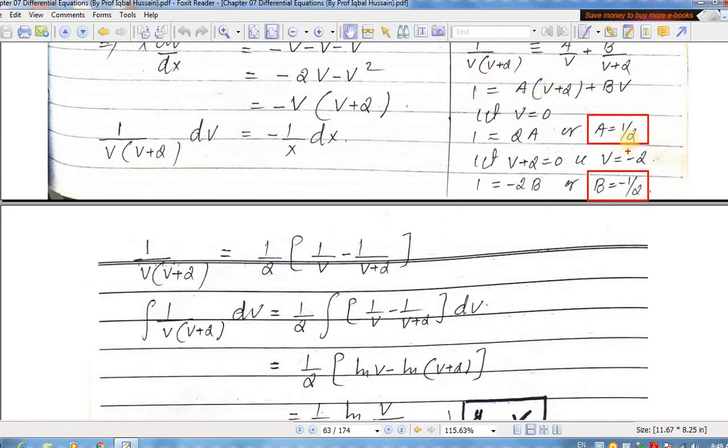for a and b both have 1 over 2, so we will take it common, and here we will get 1 over v minus, value of b is minus 1 over 2, so minus will be here and 1 over 2 is common. Now taking integration of both sides, here integral of 1 over v is equal to log v, integral of 1 over v plus 2 is equal to log v plus 2.